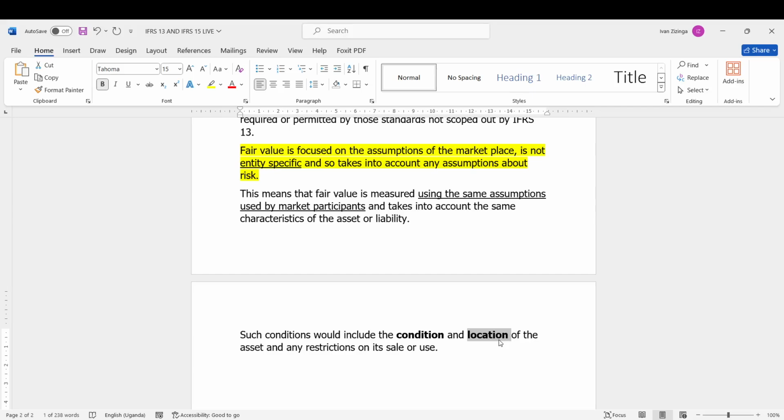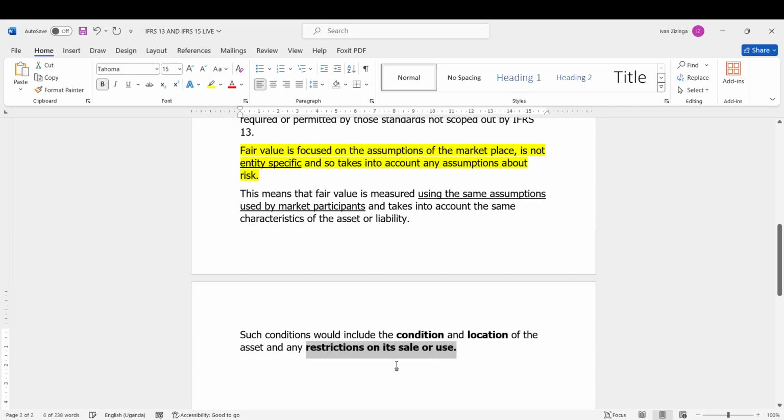Okay? You can't compare land in a swamp and land on a hill. So the condition and location of the asset is very important. If it is a vehicle, look at those. But also, are there any government restrictions?